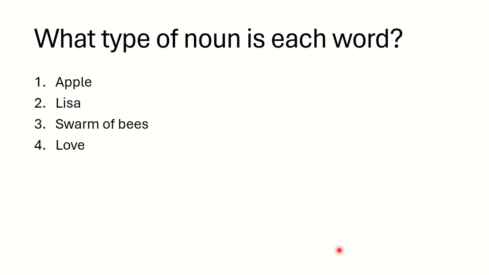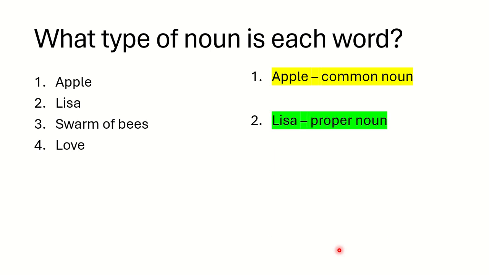So, let's have a look at our answers. What did you say is apple? What type of noun is apple? If you said common noun, you are correct. It is a general name of something, an apple. Then we have number 2. What could this noun be? Will it be a proper noun or an abstract noun? If you said proper noun, you are correct. It is a specific name of someone.